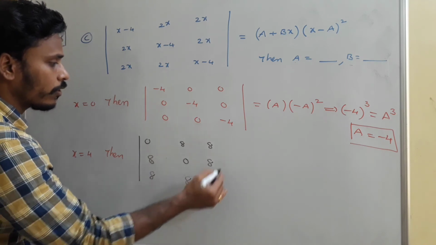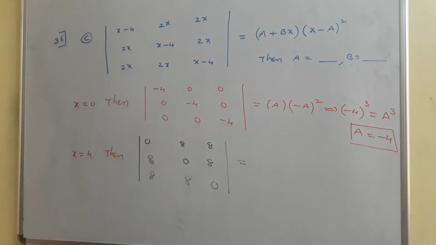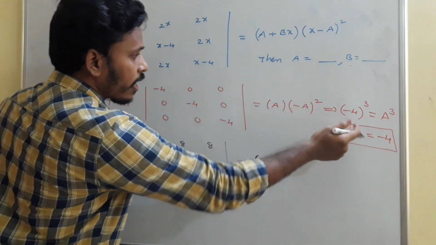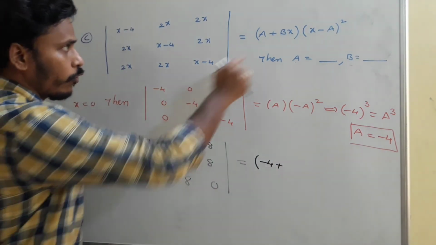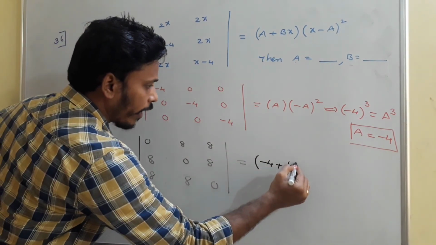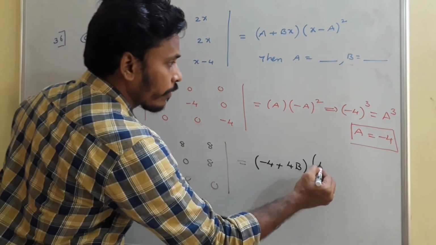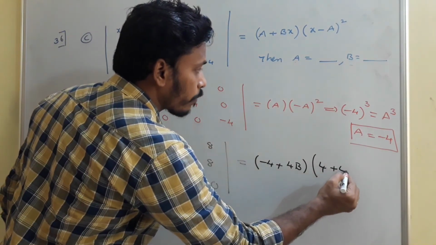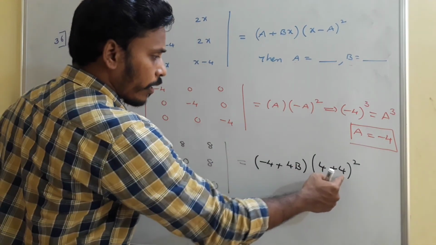Okay, then this is equal to, since we are taking x equals 4, what will happen? This side is my a plus bx actually. A already I have as minus 4, plus b I need to find, and x equals 4. Replace x with 4, and b we need to find, 4b into x, I am taking as 4. A I found as minus 4. X minus a means x minus of minus 4, plus 4 whole square. So at the end, this is 4 plus 4.